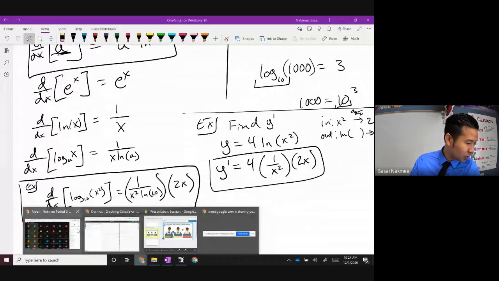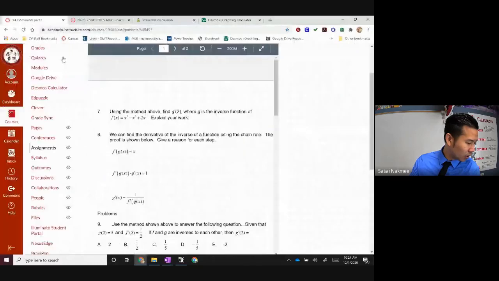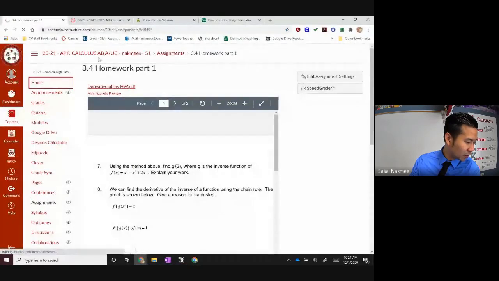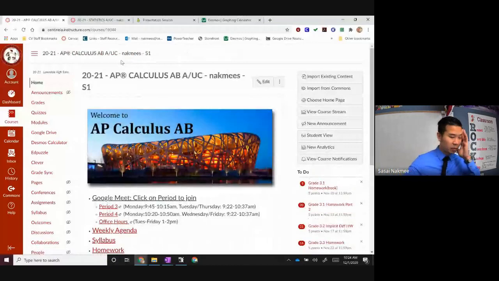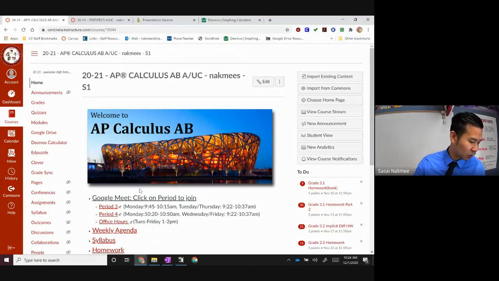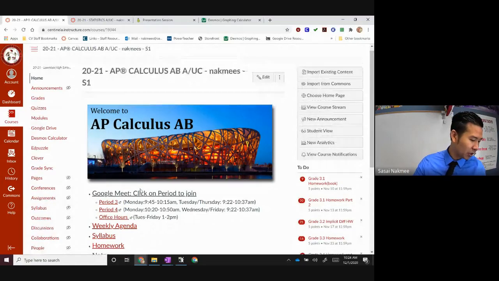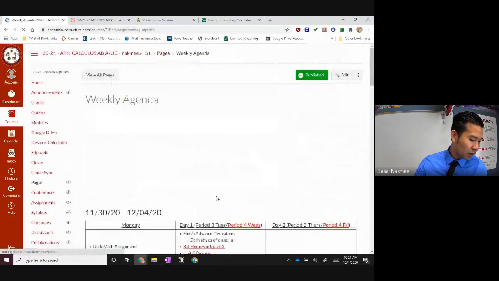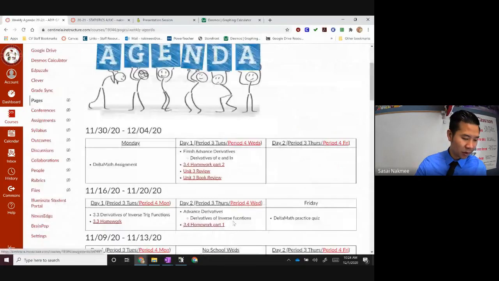Let me show you your homework that is posted on here now. And then the Delta Math should be up by the end of today, and if not, it'll be up by the end of tomorrow. So what you can do before that is the homework so far. So here we go. 3.4 part 1 was the derivative of inverse functions, right? That's that table stuff. That's like, I think, 6 or 7 problems. And then now I have 3.4 homework part 2 posted as well.